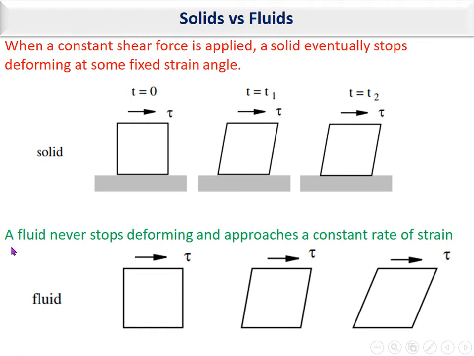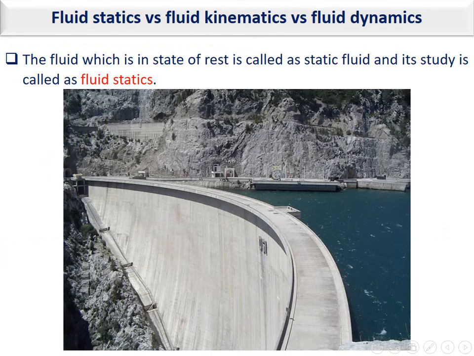But for the fluid, as you can see here, a fluid never stops deforming and approaches a constant rate of strain. Actually, instead of saying it approaches a constant strain, you should say it approaches a constant rate of strain. So as you can see in the picture below, a fluid under the same shear stress will never stop deforming, and that's an important difference between solids and fluids.